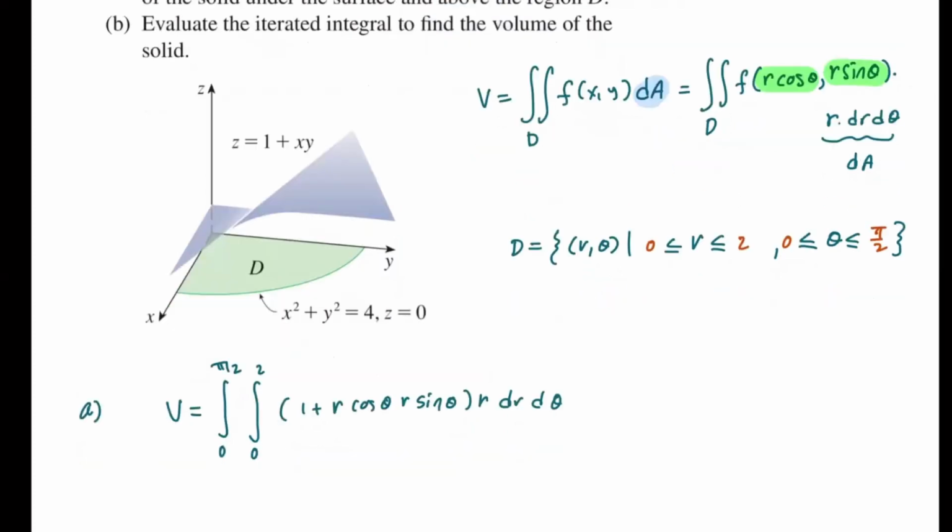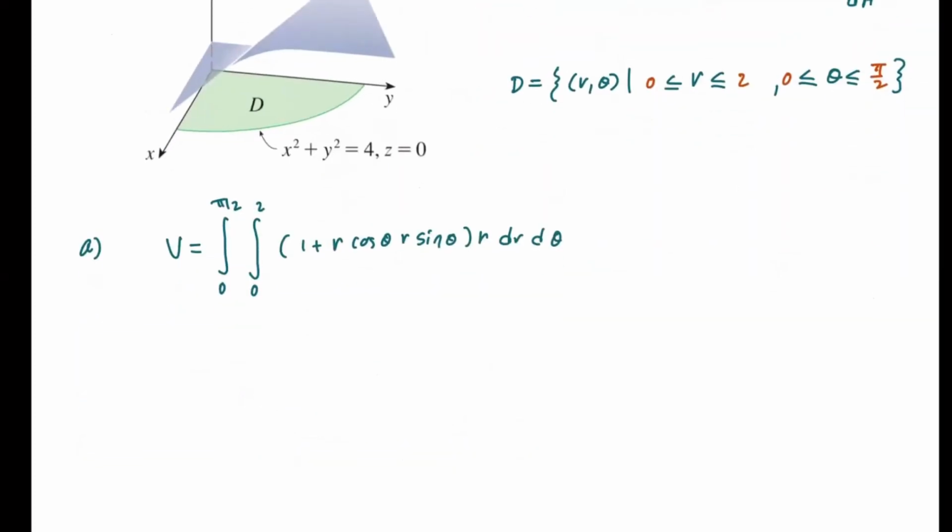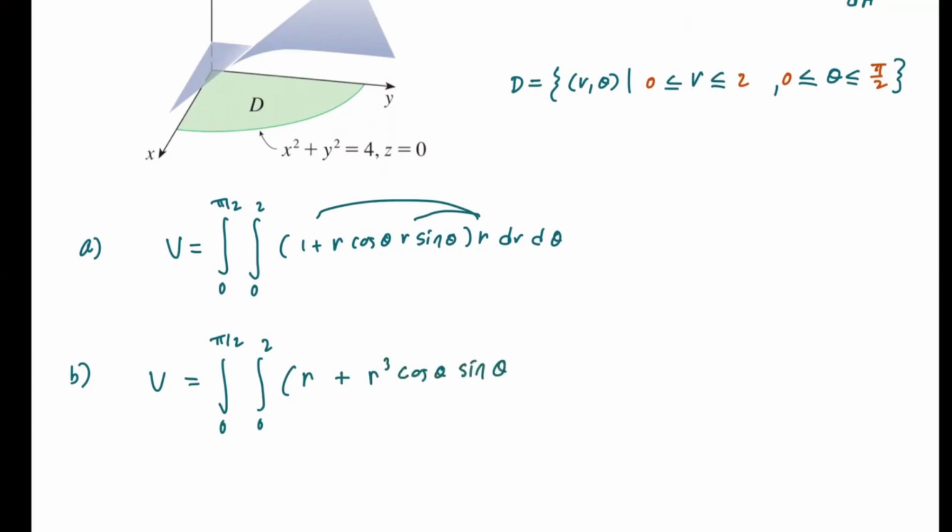Now let's evaluate this integral. Evaluating is actually very straightforward. So our volume is going to be, let's rewrite, the integral from 0 to pi over 2, then the inner integral from 0 to 2. Here, I will distribute the r out, and then I'll also combine these two r's. So you'll have r plus r cubed cosine theta sine theta dr d theta.